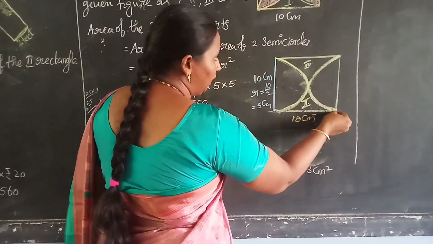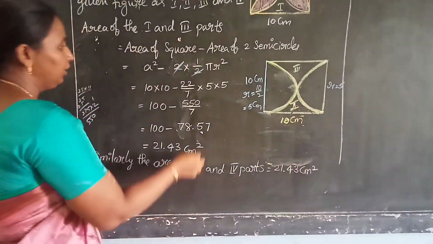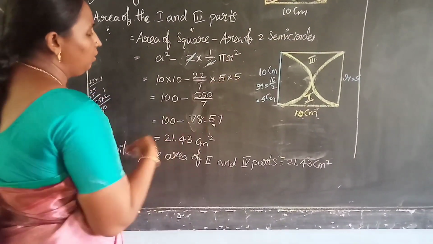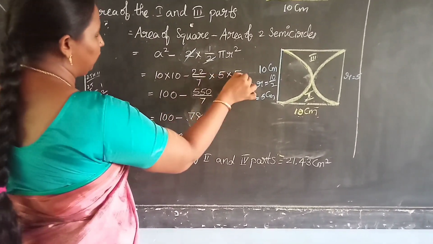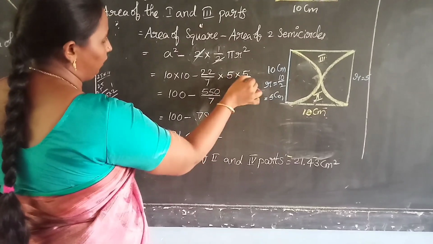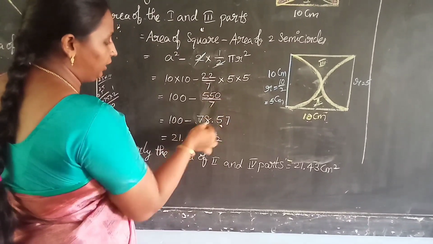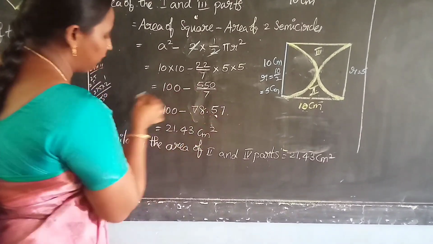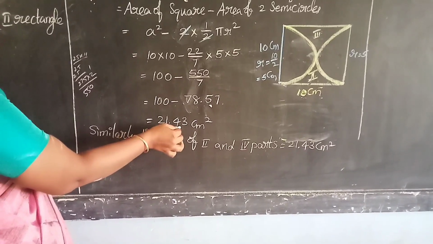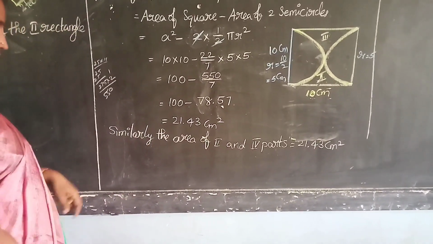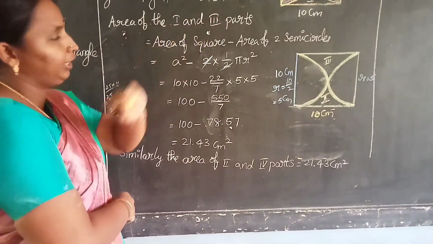Here also the same only. So here also you get the r value as 5 cm. So r square is now 5 into 5. Now 10 into 10, 100 minus, multiply this 22 into 5 into 5. You will get 550 divided by 7. Divide this, you will get 78.57. So 100 minus 78.57, I will get 21.43 centimeter square. So here we found the area of 1 and 3 parts.